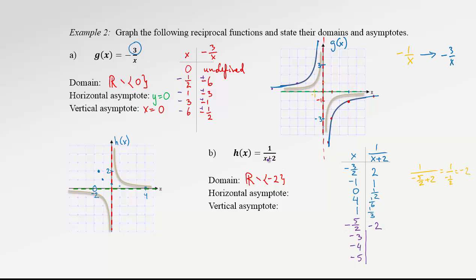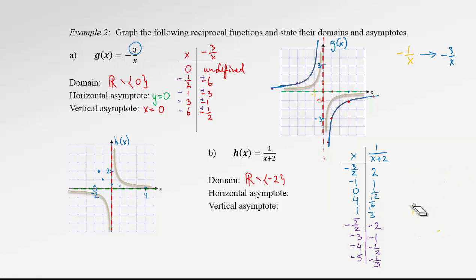Now, -3 probably won't be too difficult, so let's do it in our minds. -3 plus 2 is -1, so 1 over it is still -1. If x is -4, we have 1 over -4 plus 2, so it's -1 over 2. Okay, -1/2. And finally, if x is -5, so we have 1 over -5 plus 2, which is -1/3. -1/3. That should be enough to see the shape.